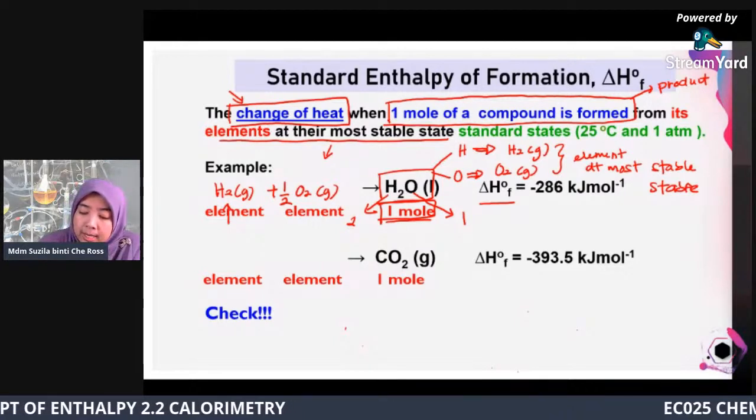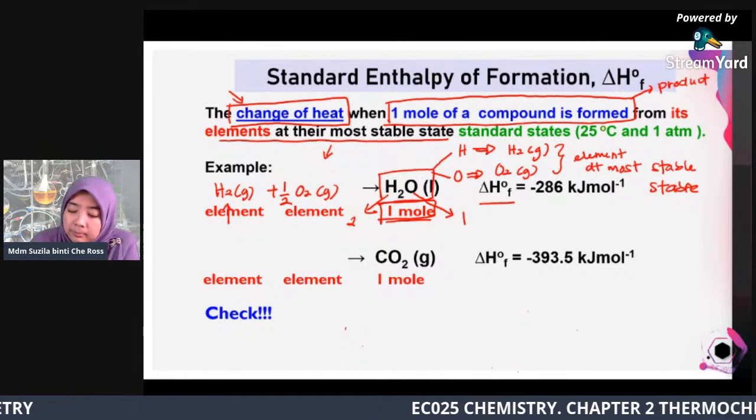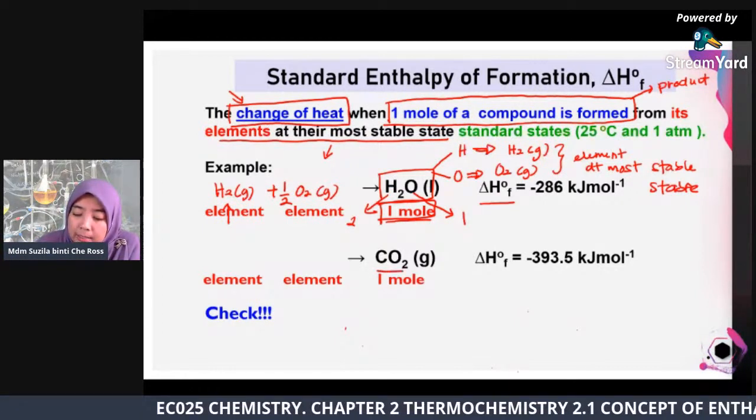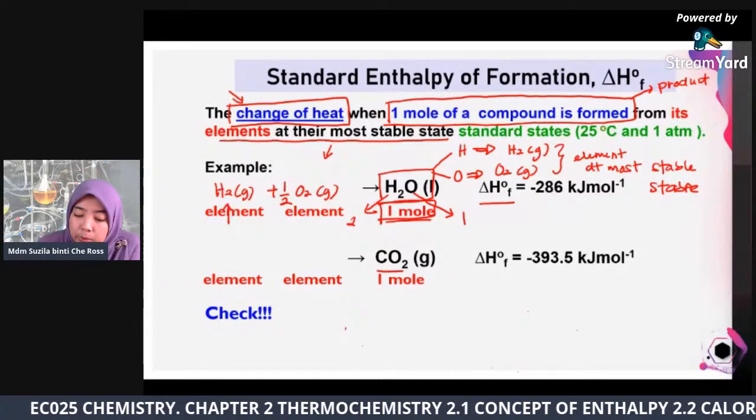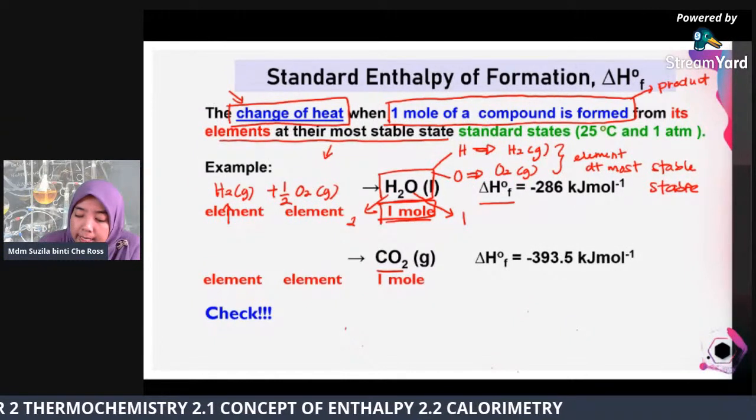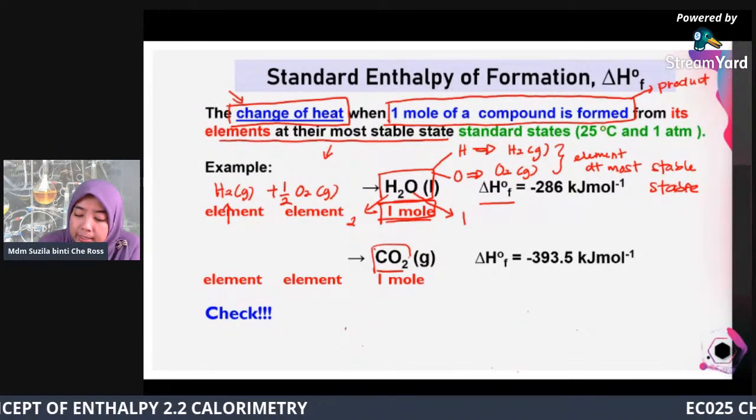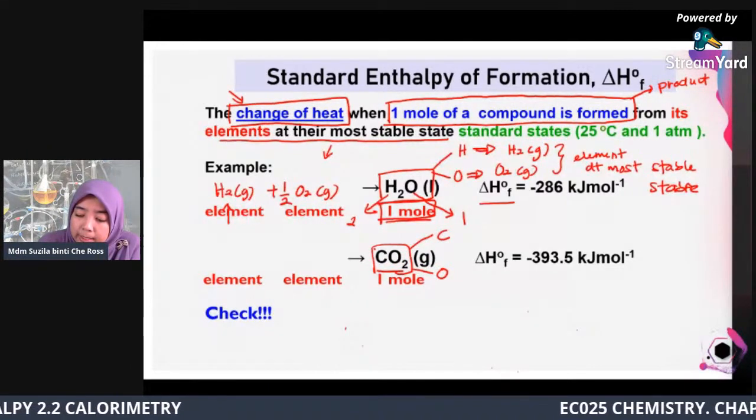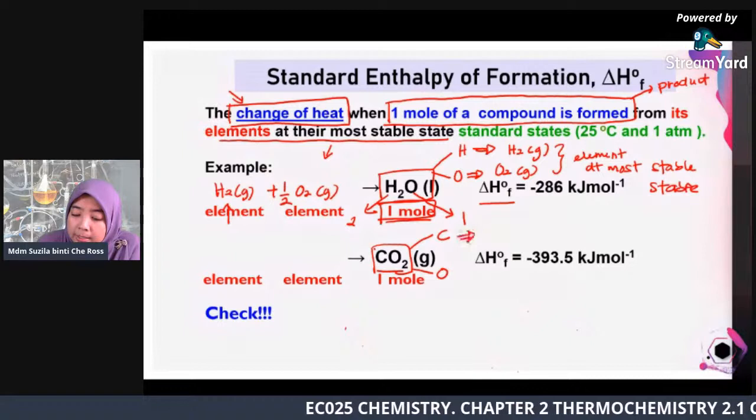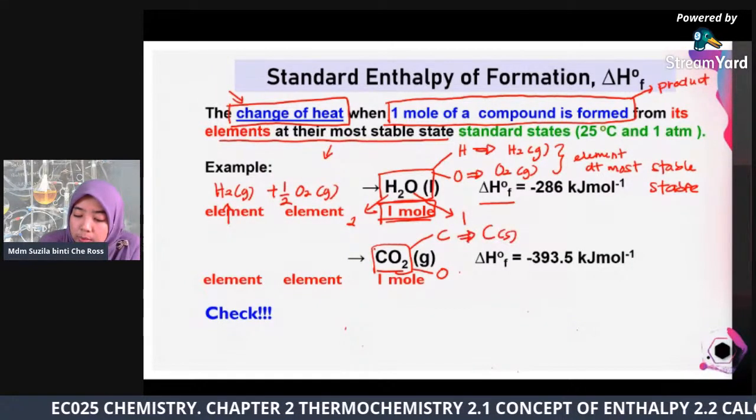Okay, next example CO2. Okay, for CO2, we identify the element that involved in CO2. In CO2, we have carbon and oxygen. So for carbon, stable state for carbon is carbon solid. Okay, stable state for oxygen, oxygen O2 gas.